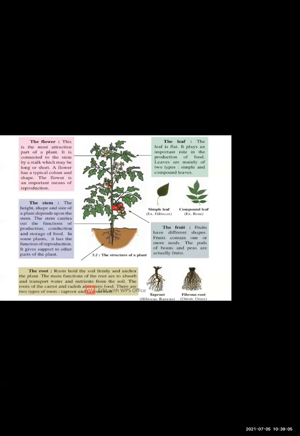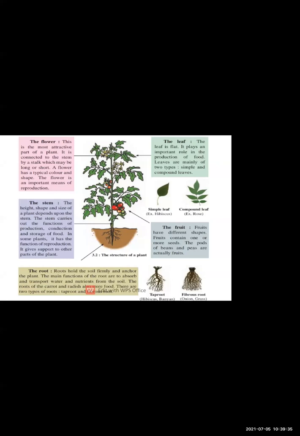The first part of the structure of the plant is the root. Now what is the function of the root? The root absorbs water and minerals from the soil, such as nitrogen. All these things are absorbed by the roots and transferred to the plant. Now there are two types of root, that is taproot system and fibrous root system.